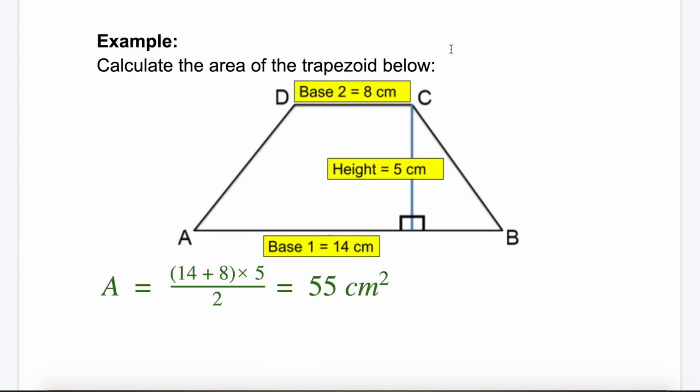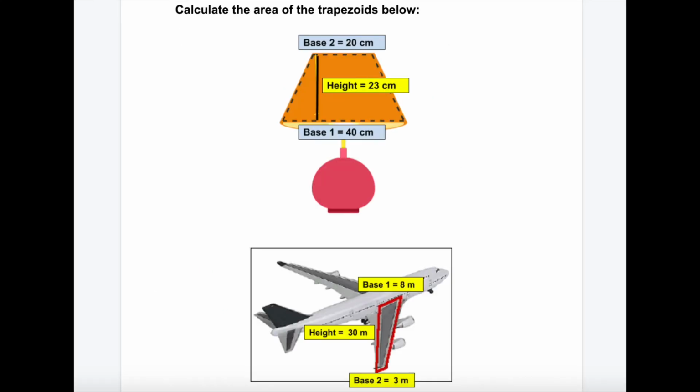Let's solve this example. Calculate the area of the trapezoid below. Here you have base number 2 is 8 centimeters and base number 1 is 14 centimeters and the height is 5 centimeters. So I will add both bases, so 14 plus 8, then times the height, then divide by 2. So 14 plus 8 is 22 times 5 divided by 2. So the answer is 55 centimeters squared. It's your turn now. Try to find the area of the given trapezoids.